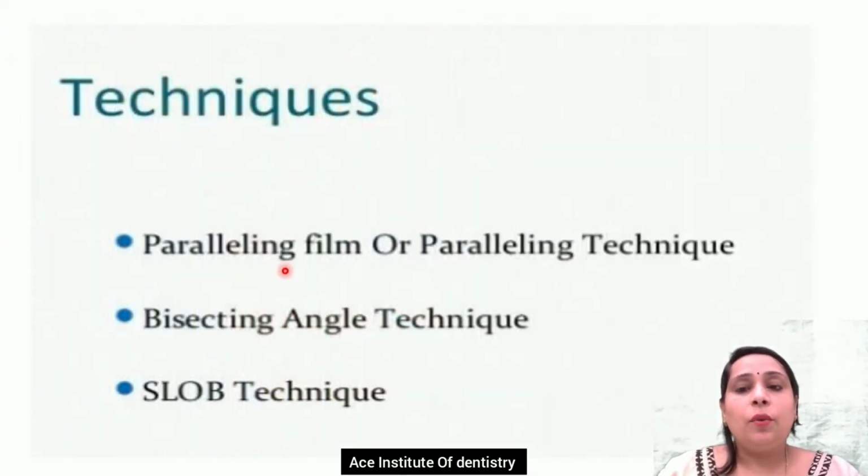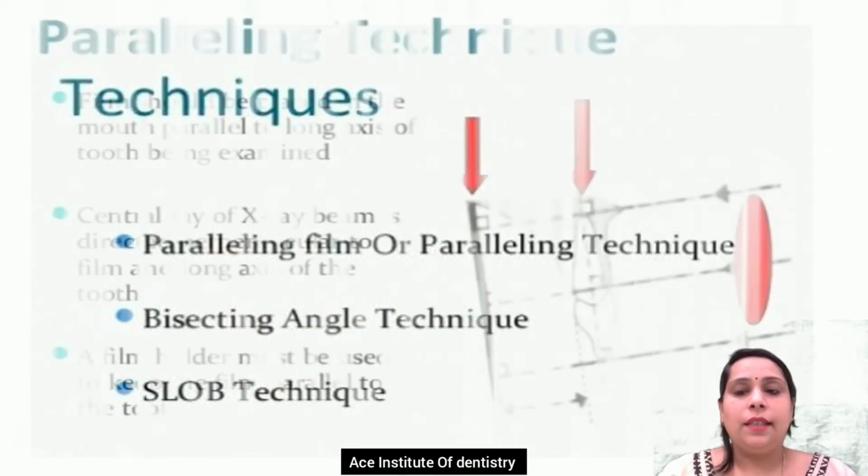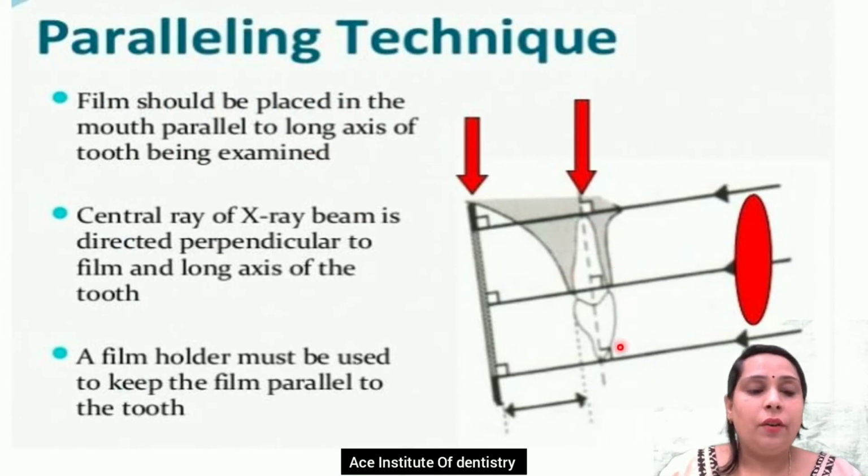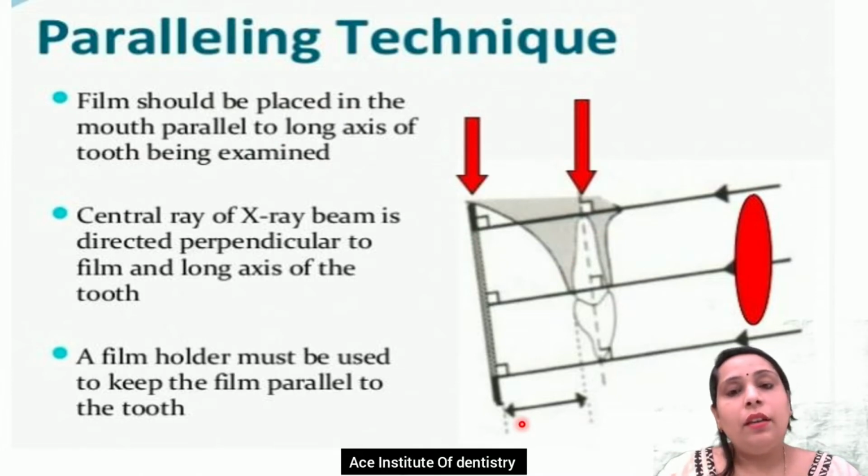Techniques: parallel cone technique, bisecting angle technique and slop technique. Let us see in detail. Parallel cone technique: the film should be placed in the mouth parallel to the long axis of the tooth being examined. If we need this tooth for the radiograph, it should be placed parallel. How can we place it parallel? Only with film holders. The center ray of the X-ray beam is directly perpendicular to the film and the long axis of the tooth. The film holder must be used to keep the film parallel to the tooth.